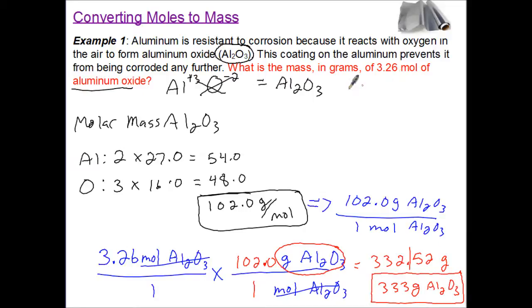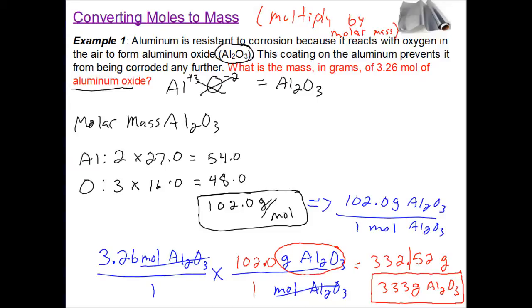So in essence, if you're converting from moles to mass, you simply just multiply by the molar mass. That's essentially it. So if you have moles, just multiply by the molar mass, and that's all you have to do to get to the number of grams.